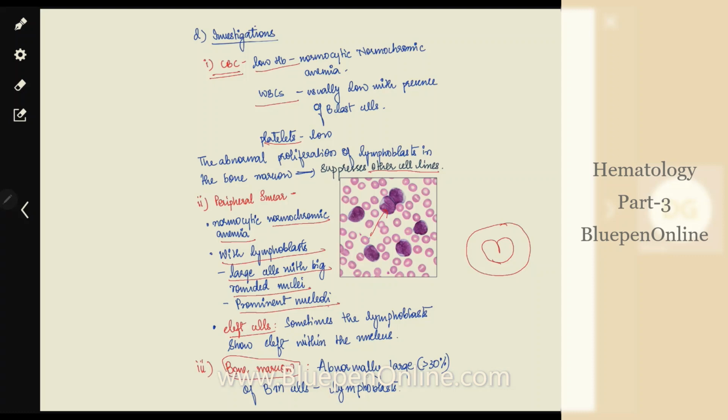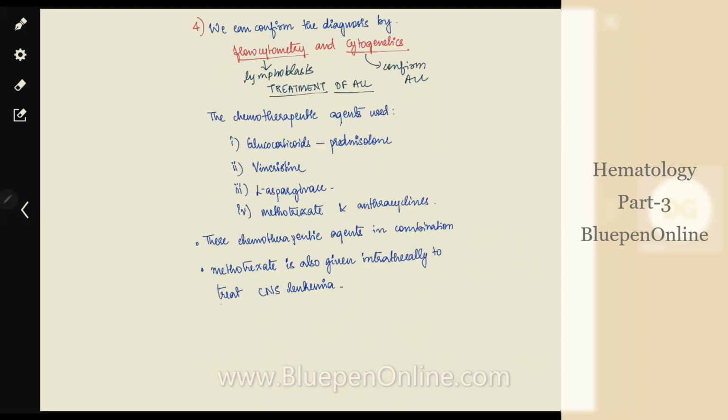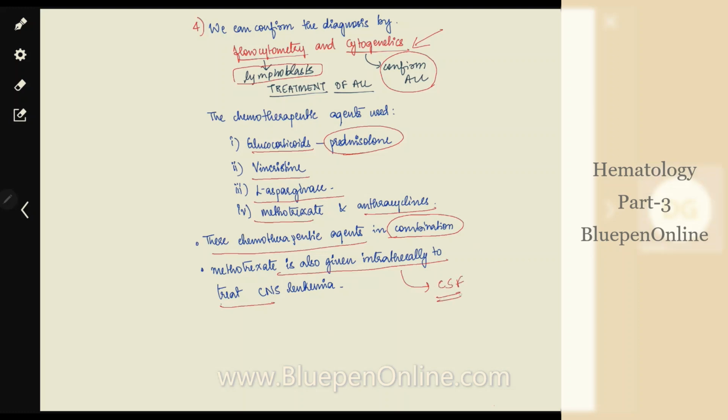On examination of the bone marrow, it is abnormally large, with more than 30% of bone marrow filled with lymphoblasts. To confirm a diagnosis, we can do flow cytometry that will show us markers for lymphoblasts, and cytogenetics is evaluation of the genes which confirm ALL. To treat ALL, the following chemotherapeutic agents are used: glucocorticoids, particularly prednisolone, vincristine, L-asparaginase, methotrexate, and anthracyclines. These chemotherapeutic agents are used in combination. Methotrexate is also given intrathecally, that is directly into the cerebrospinal fluid, to treat CNS leukemia, that is infiltration of ALL into the brain.